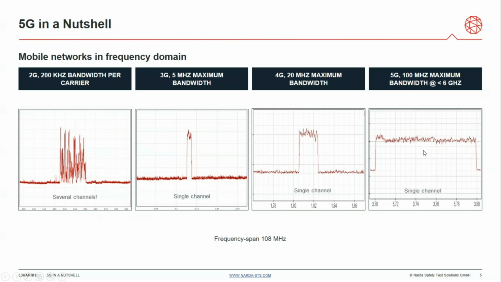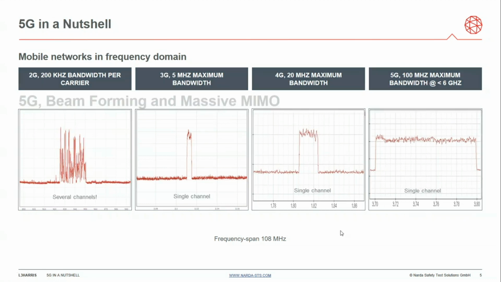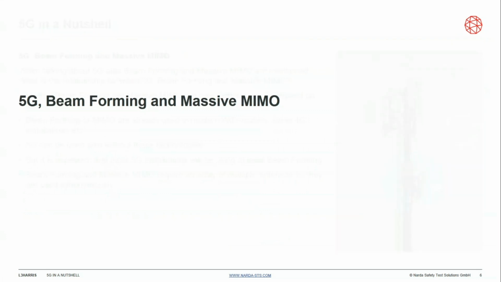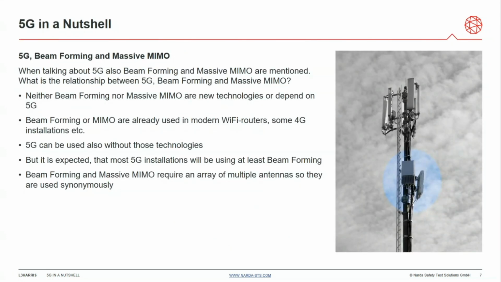So this is more the maximum possible implementation frequency band. Talking a little bit of beamforming and massive MIMO. What is that exactly? There was already a multiple input, multiple output of antenna arrays in modern Wi-Fi routers, and also even in some 4G installations.